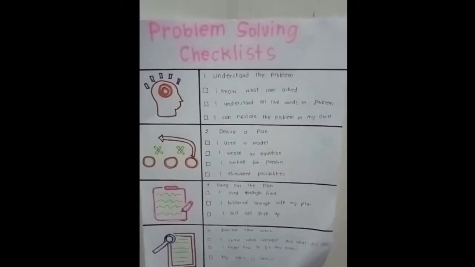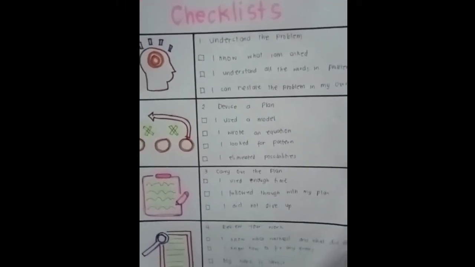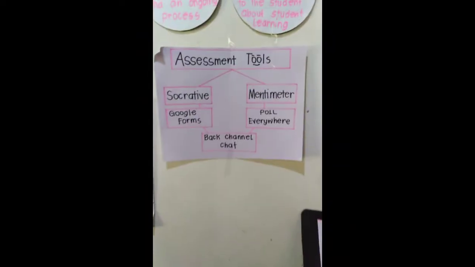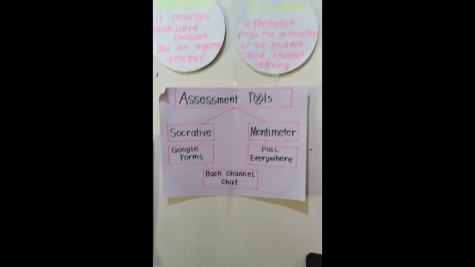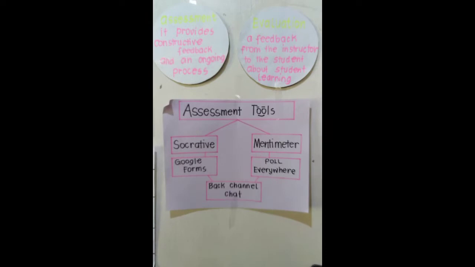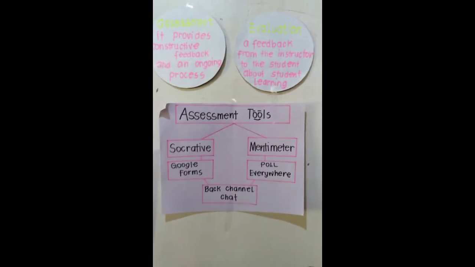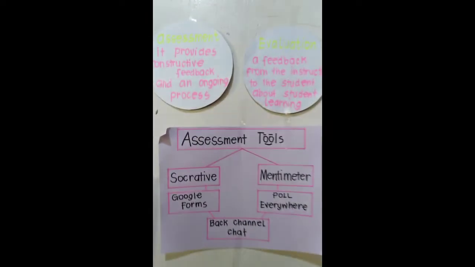Problem-solving checklist. First, understand the problem. Second, devise a plan. Third, carry out the plan. And last, review. The assessment tools, which are Socrative, Google Forms, Mentimeter, Poll Everywhere, and Back Channel Chat.